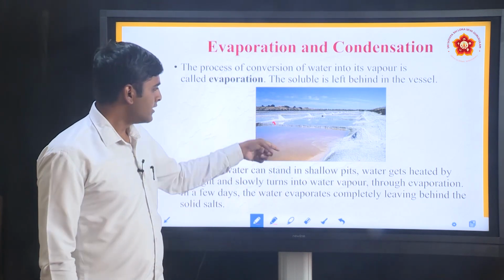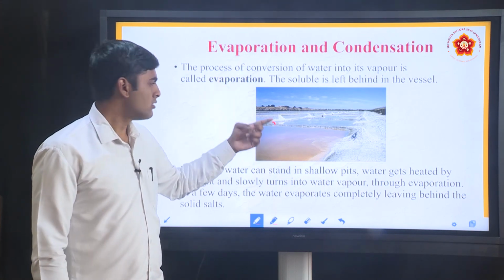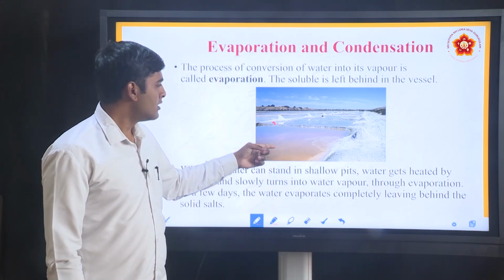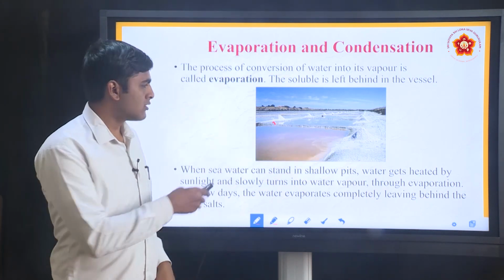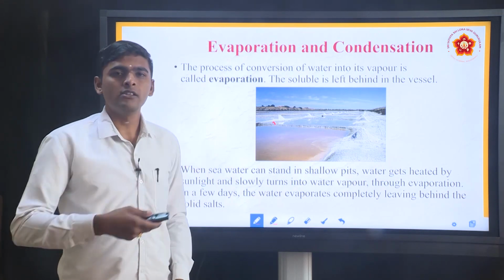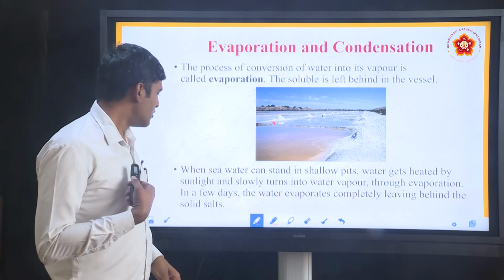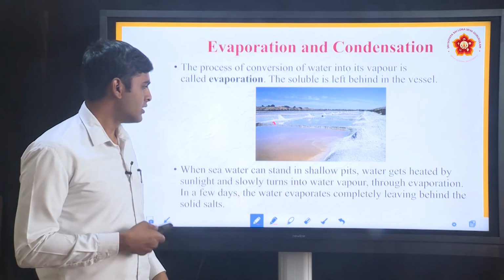After the complete evaporation, the water will be evaporated into gas or vapors, and what we get behind is this salt. This salt is not purified and it has to be purified further for us to get the common salt which we use daily for the taste in our food.